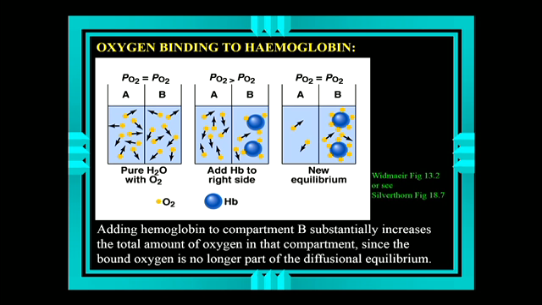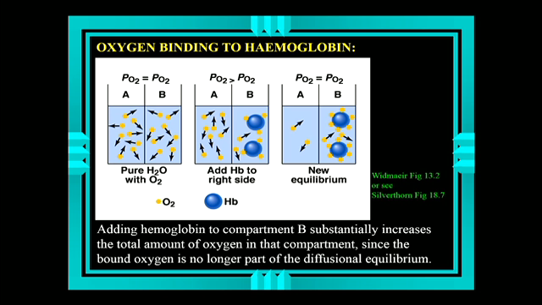A similar type diagram is also found in Silverthorne figure 18.7. I think this is much more straightforward, which is why I'm choosing to show this one in the lecture. So let's deconstruct this and see why it's relevant.